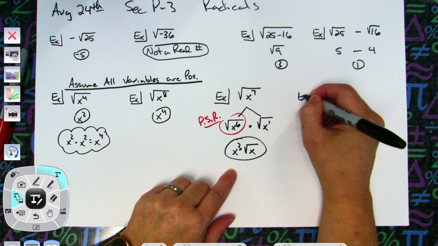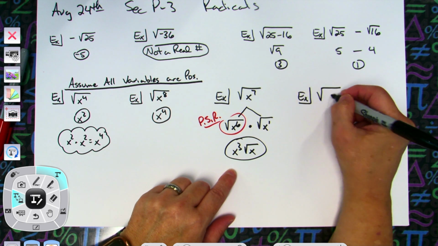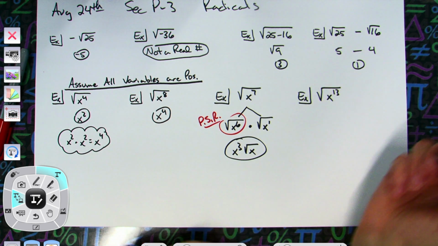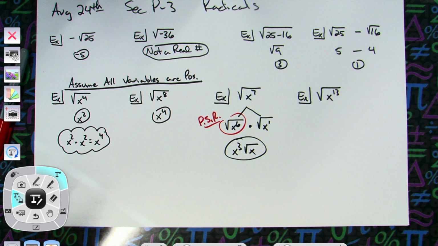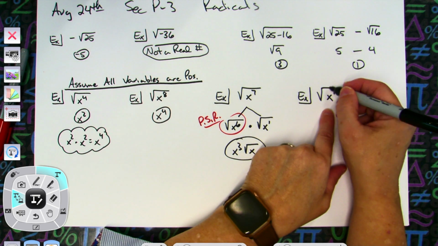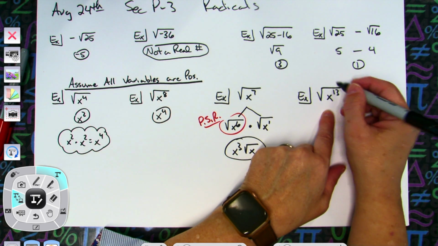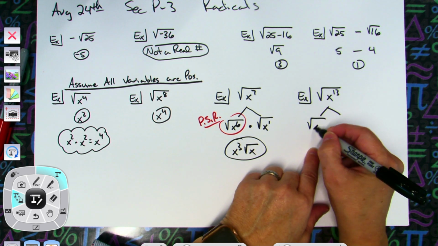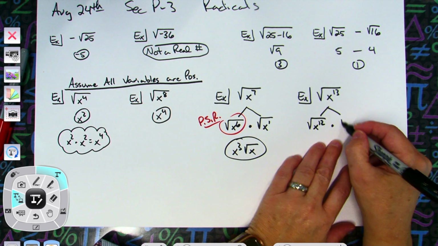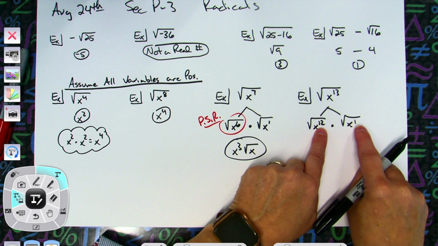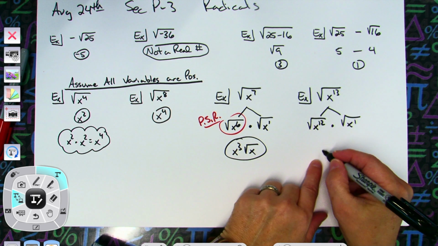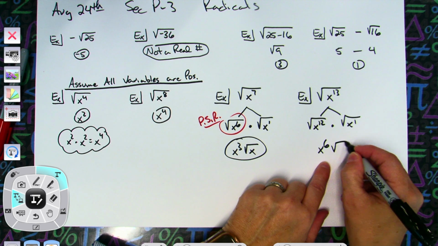Okay, so let's do it again. So if I had square root of x to the, I don't know, say 13th. You want to break it up into an even exponent and an odd exponent. You want the biggest even exponent because you want the biggest perfect square. So break this up into the square root of x to the 12th, and then x to the 1st, because 12 plus 1 equals 13. This one is a perfect square root because it's an even exponent, so this is going to become x to the 6th, and then square root of x.